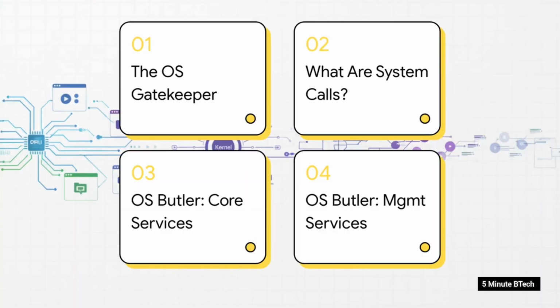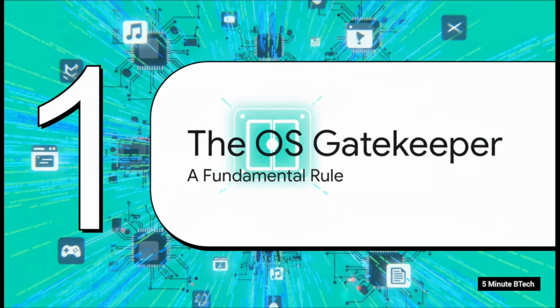So to get to the bottom of this, we're first going to look at the OS's big job as a gatekeeper. Then we'll break down exactly what system calls are. And finally, we'll explore the two main kinds of services the OS provides, which I like to think of as its butler duties. All right, let's jump right into our first section.